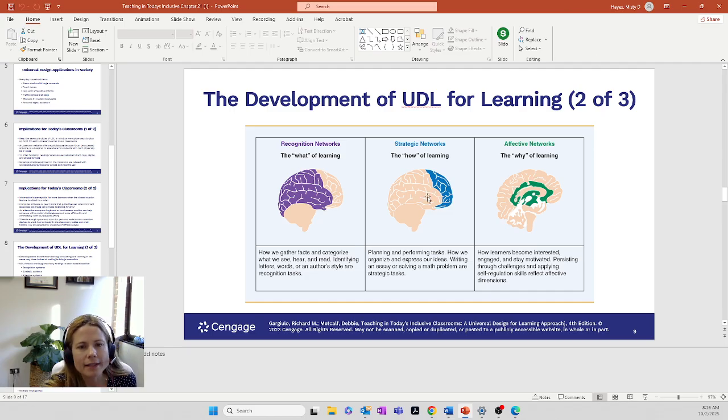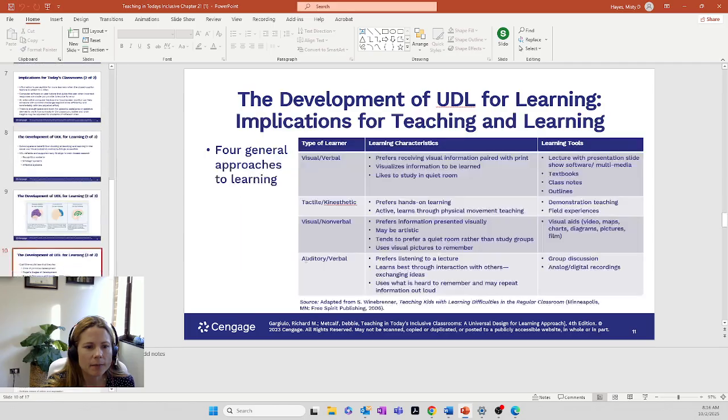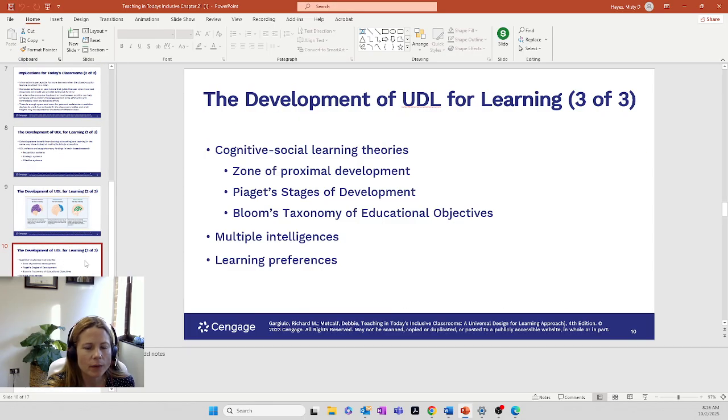So in a sense, when we're looking at how UDL was developed, we're looking at this brain-based research, right? And what we looked at also with that is that we tied in some theories, some learning theories. Now, if you have other educational courses like Intro to Education, or educational psychology, you're going to be talking about these theories.